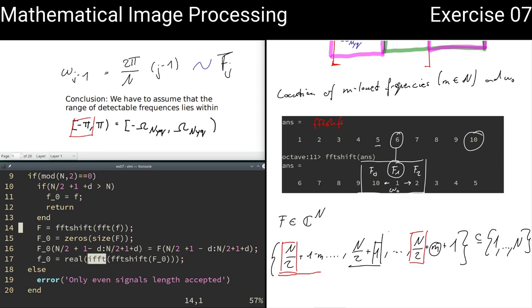I shift back with the inverse Fourier transform. And because sometimes, due to rounding errors, the signal that I get back, even though it should be real valued, is complex valued, I also do a transformation to the real numbers here.